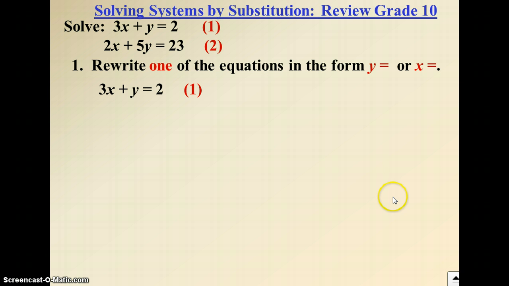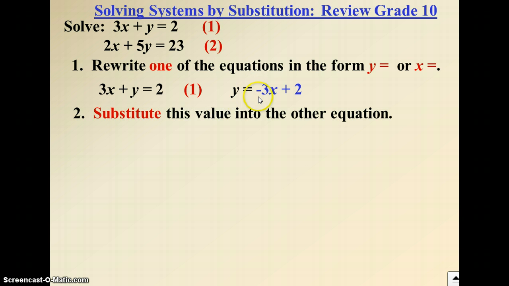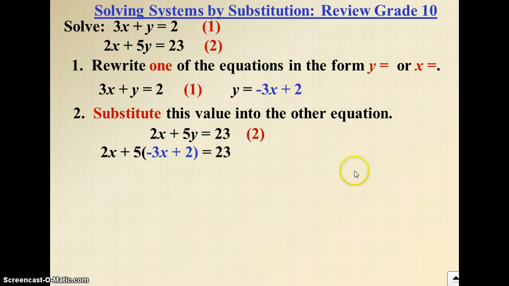So I take the 3x, move to the side, so I get y is equal to negative 3x plus 2. So I've solved one equation for y. I can now use that to solve the system. I'm going to substitute this expression for y, negative 3x plus 2, into my second equation everywhere I see a y. So the second equation is 2x plus 5y equals 23. I'm going to substitute negative 3x plus 2 in for y in this equation. Looks like that. I only have one variable.